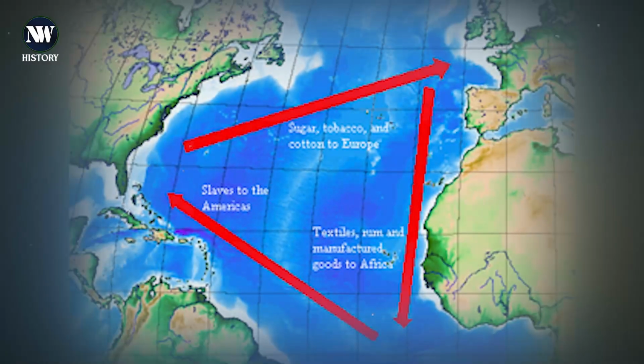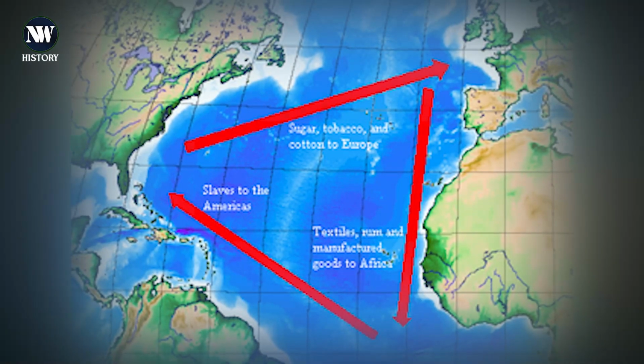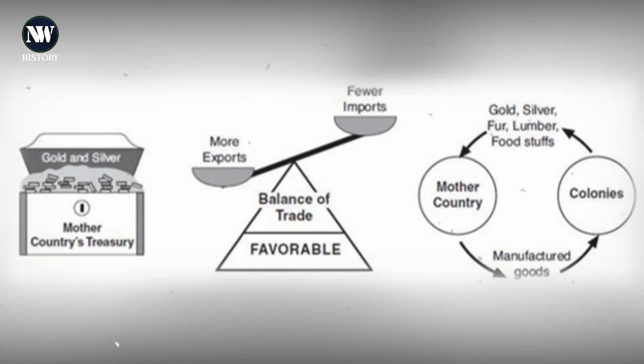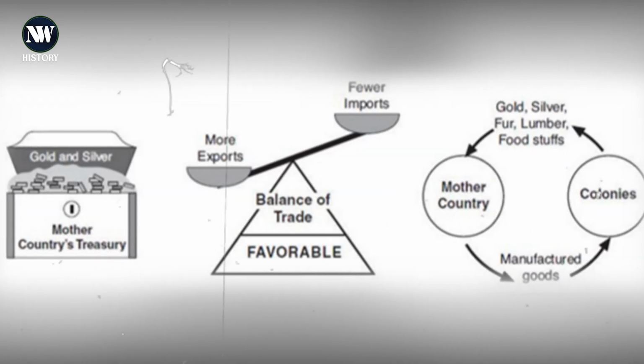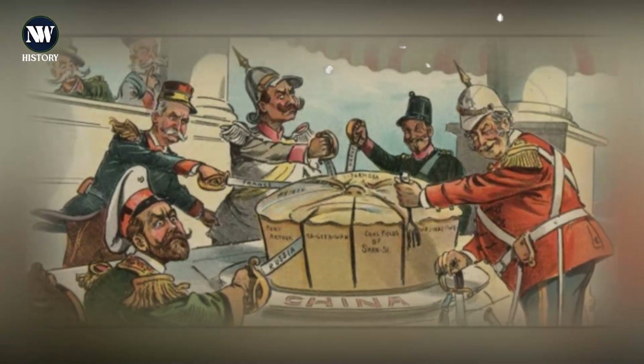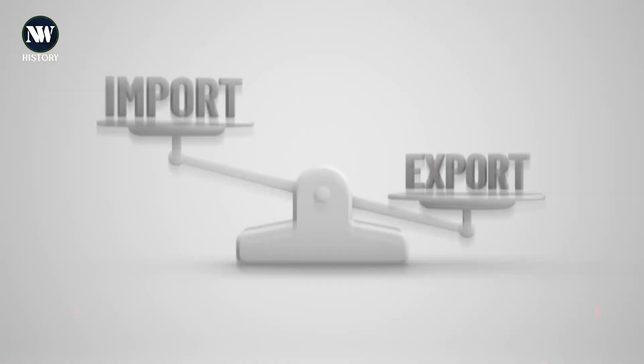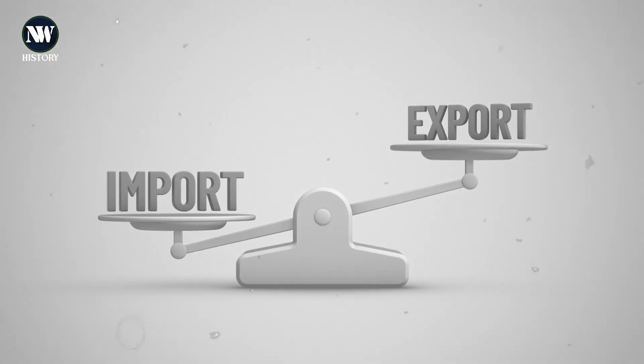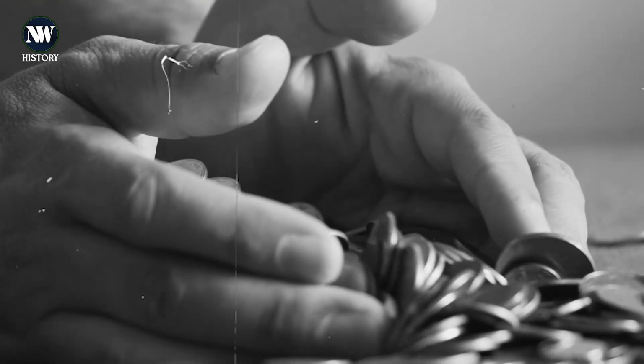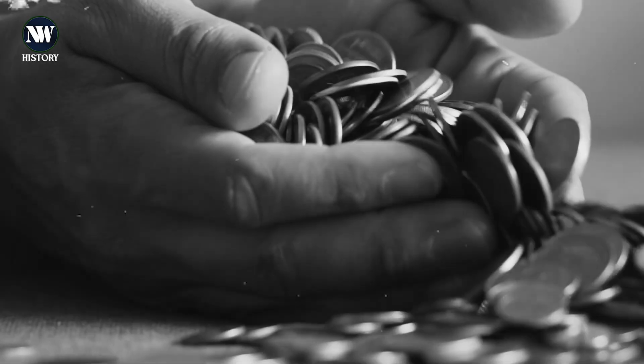From the 16th to the 18th centuries, European powers adopted mercantilism. It is an economic doctrine that views trade as a zero-sum game. Nations sought to maximize exports while minimizing imports. They accumulated gold and silver as measures of wealth.